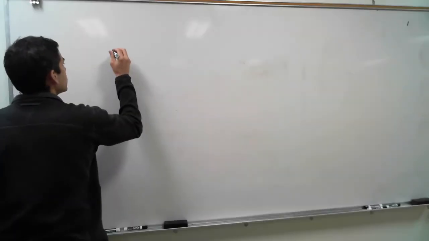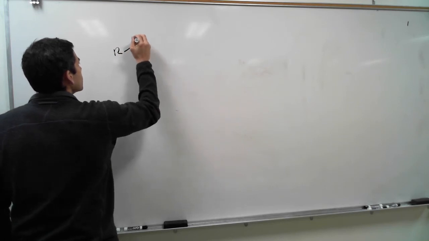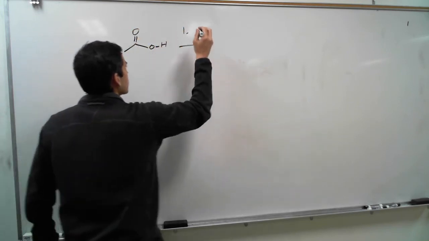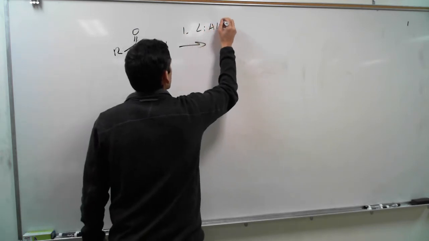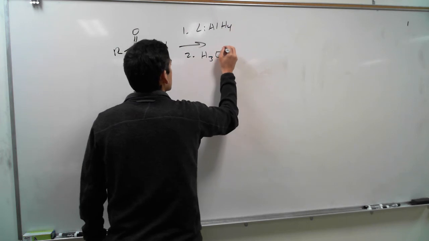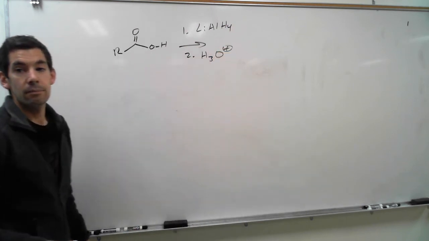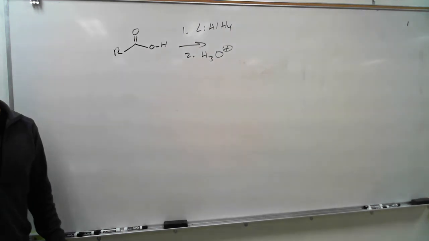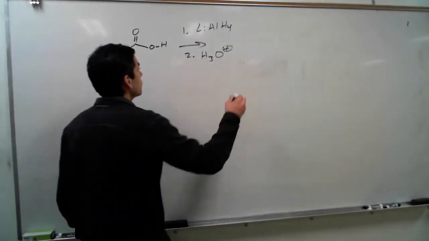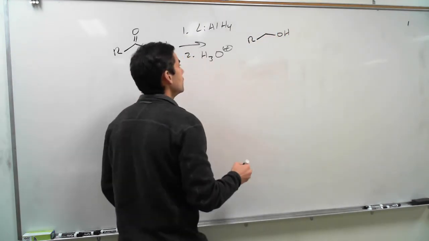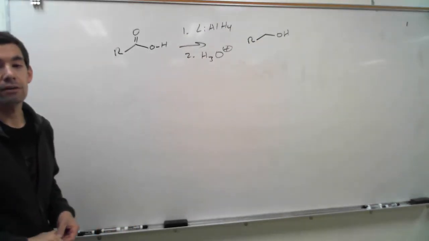Another reaction I can do is take my carboxylic acid and react it with lithium hydride, and then the second step is H3O+. So I can react my carboxylic acid with lithium hydride and H3O+. And the second step is going to give me what? It's going to form our alcohol, a primary alcohol.